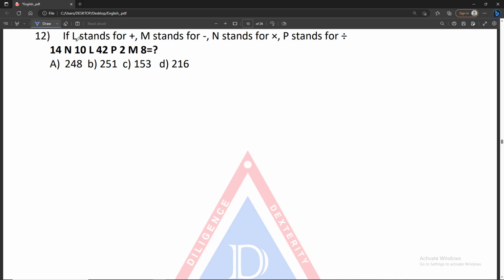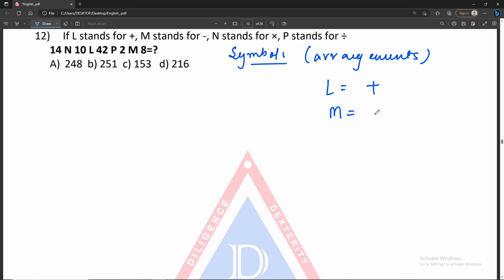Here it is given. It's about symbols. The question is about arrangements. So what is given? L stands for plus, M stands for minus, N stands for multiplication, and P stands for division.